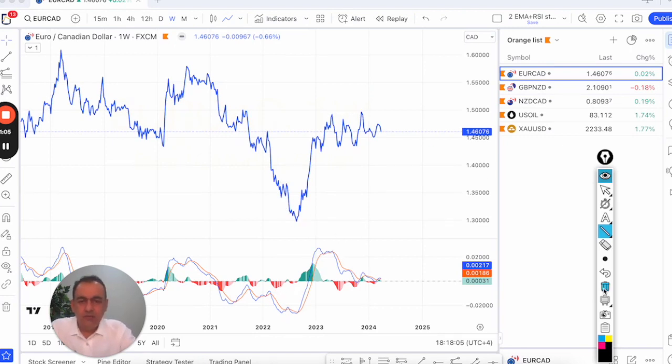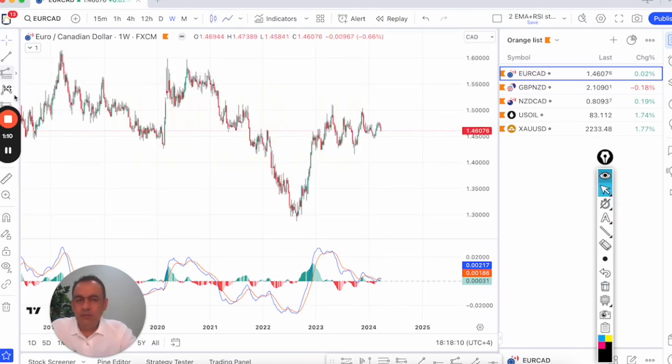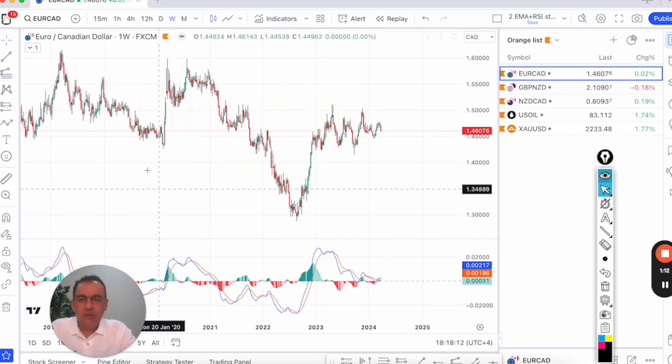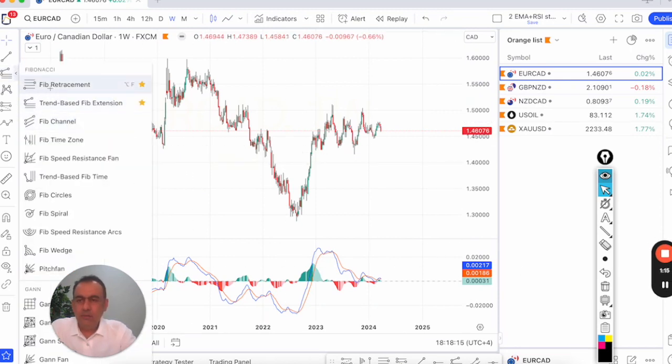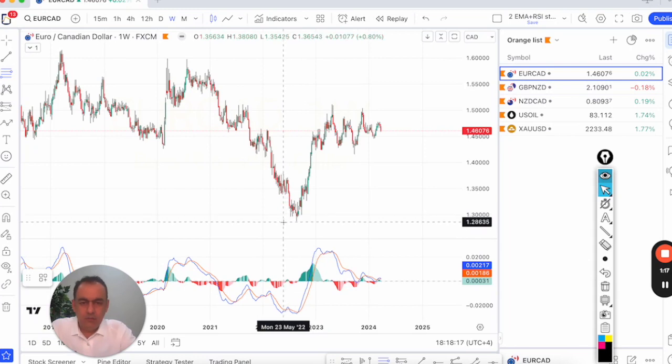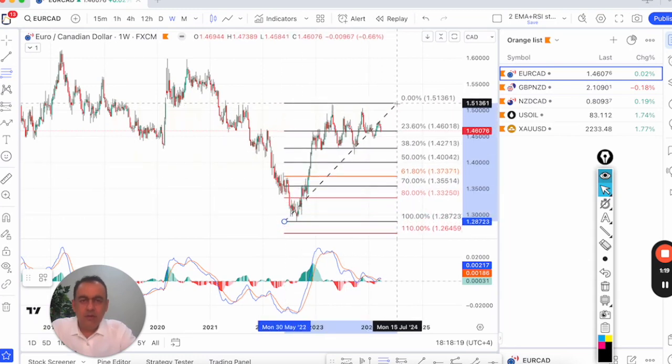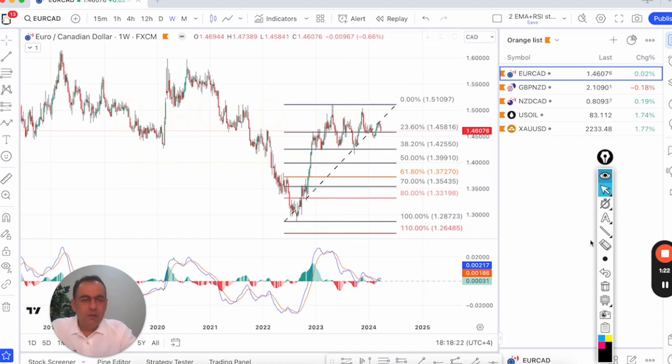So I'll mark Fibonacci here on the candles chart, starting from the lowest point and taking it to the high. So the expectation is after completing this bullish wave, now we may get an ABC corrective pattern. So A, B and C, which may take it back to the 50% retracement area.